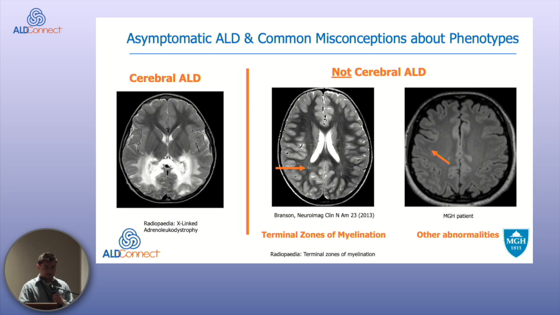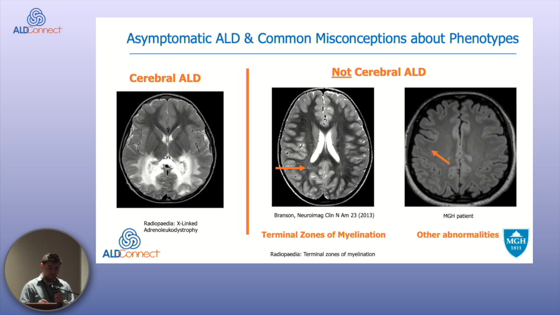So the final phenotype to talk about in ALD is asymptomatic, and that's an important one to remember. I thought I'd talk a little about a couple of things that are also misdiagnosed as ALD. It's normal for the first 2 or so years of life for the white matter in your brain to still be developing, so you can see changes on the MRI when you do that. There's a last region of the brain that changes in that time. It's called the terminal zone of myelination, and that's shown in this middle picture here.